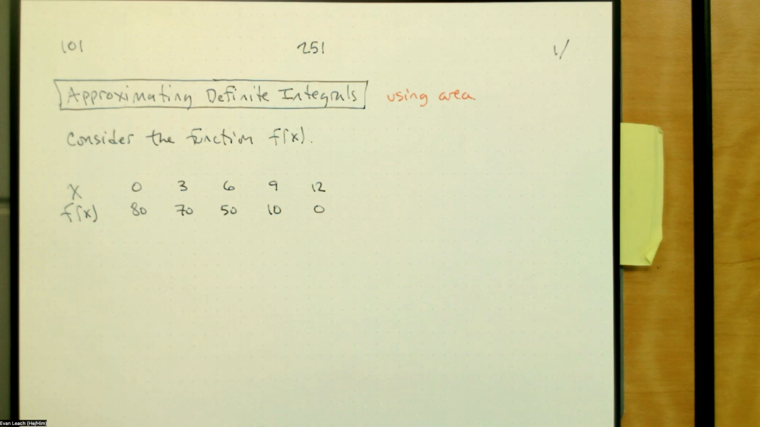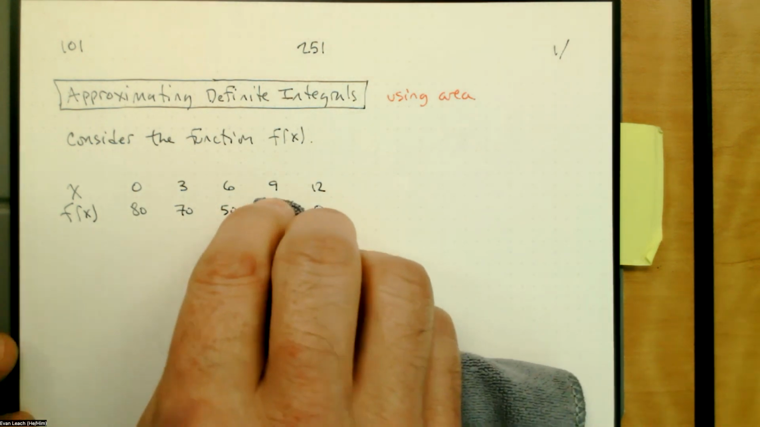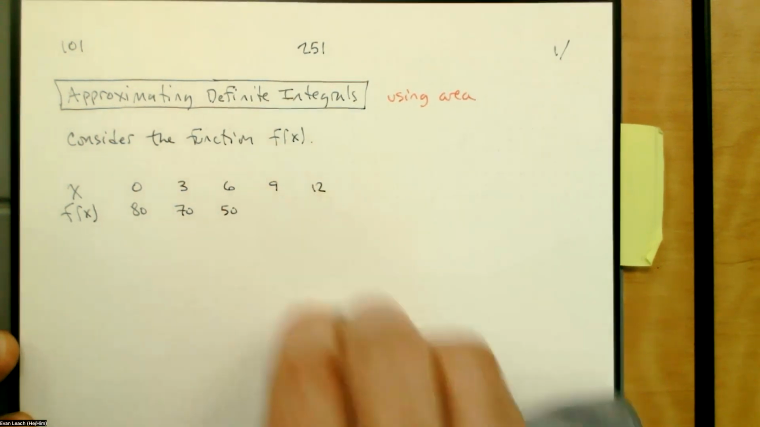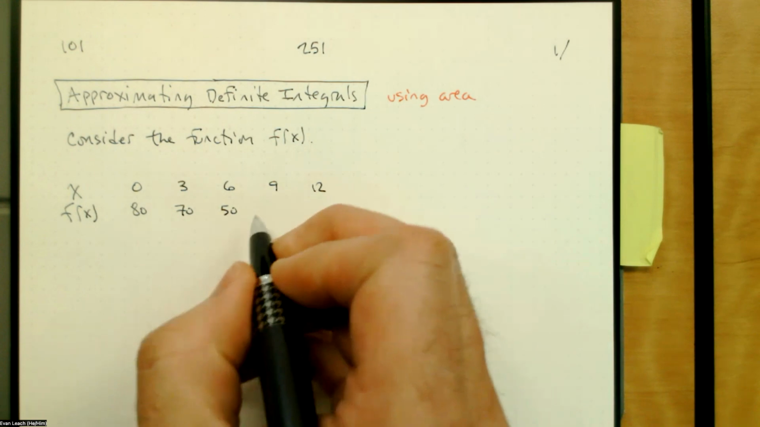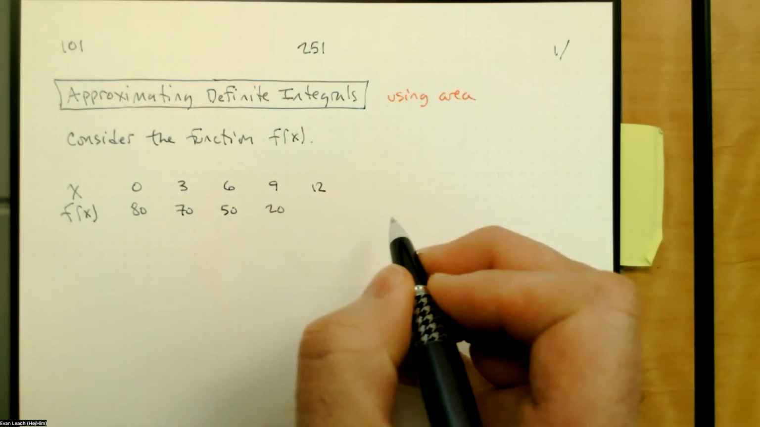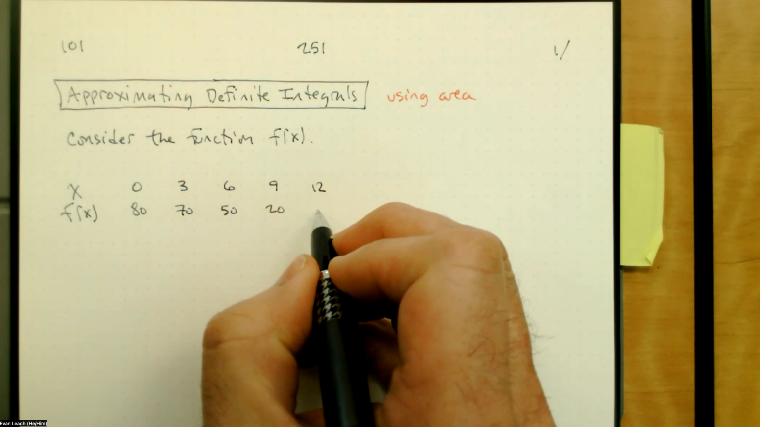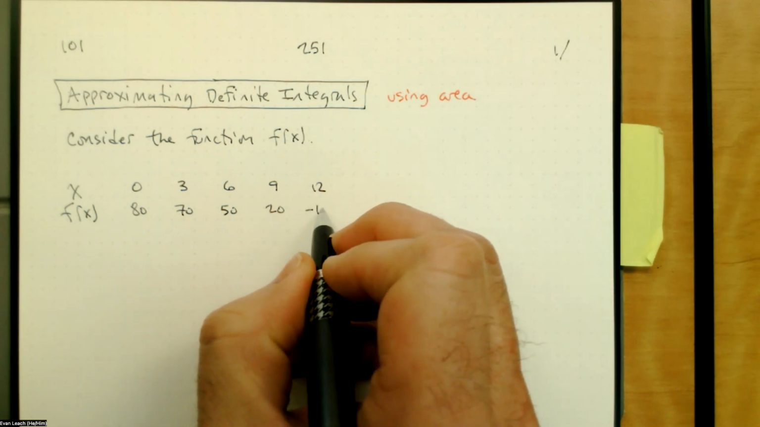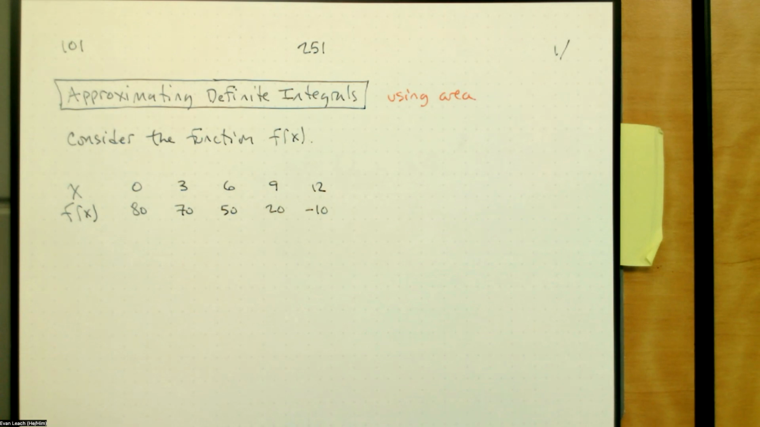Oh, whoops. I'm wrong at 9. 9 is the wrong one. I didn't want to drop 40. I wanted to drop 30. We dropped 30 twice. That's fine. So we don't have a lot of information about this function.